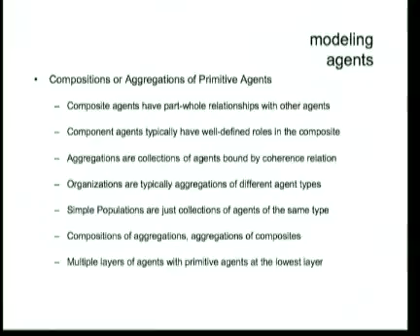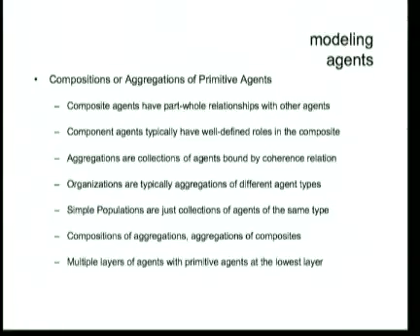And once you've identified the kinds of agent, or the primitive agents, you begin to look at various compositions or aggregations of these agents at the next level. Composite agents are agents that have some sort of part-whole relationship with other agents. In other words, you consider it an agent at a higher level that has as components other agents. In this case, component agents typically have pretty well-defined roles in the composite.